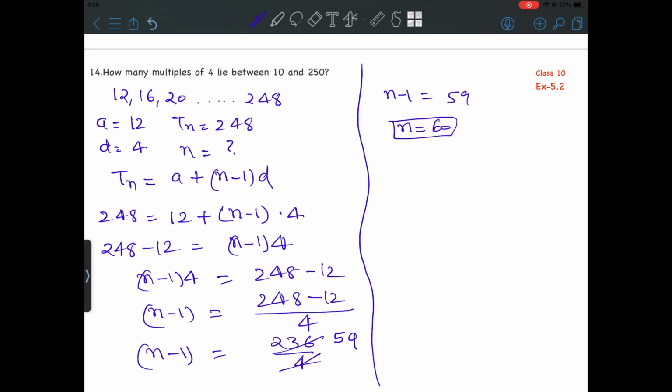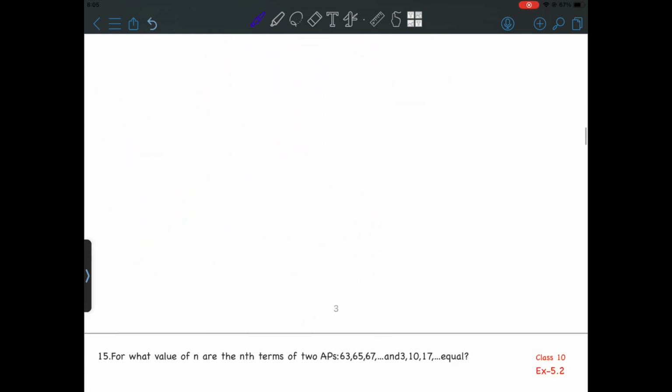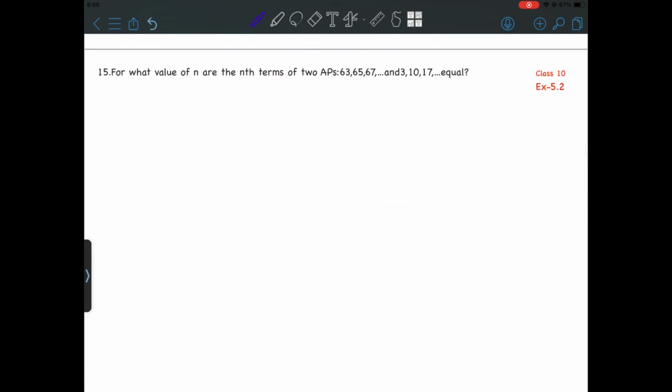Now let's proceed to the next question, question number 15. This question says, for what values of n are the nth terms of two APs equal? We are given two APs, so let's first write them down here. AP1 is given, which has the series 63, 65, 67.